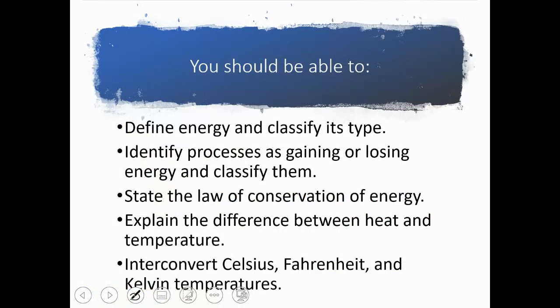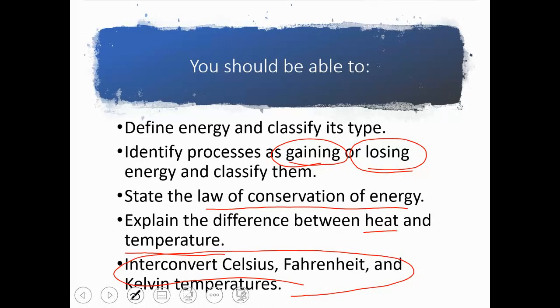So anyway, you should be able to define energy, the capacity to do work, classify its type as kinetic or potential, identify processes as gaining, which are endothermic, or losing, which are exothermic, and then classify them as endo or exothermic. Law of conservation of energy: it's conserved during a change. Heat is total kinetic energy, temperature is average kinetic energy, and then know the conversions among the Celsius, Fahrenheit, and Kelvin temperature scales to be able to practice those and put those into place. Good luck.